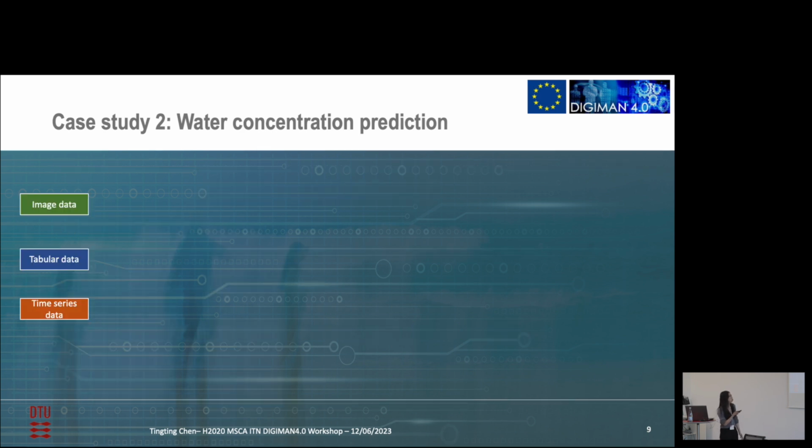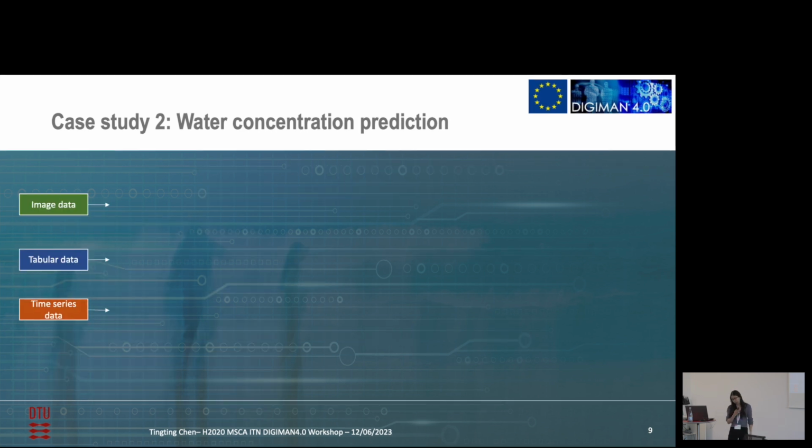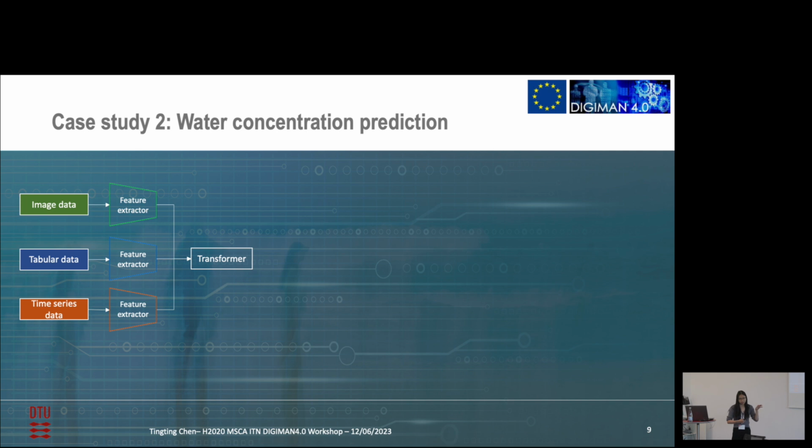And here our method is to use different feature extractors. For example, for the image data, we can leverage a convolutional neural network, and for the tabular data, it's easier because we can directly use NLP. And for the time series data, we can take advantage of a recurrent neural network to extract the features. And then we can use a transformer to jointly learn these features.